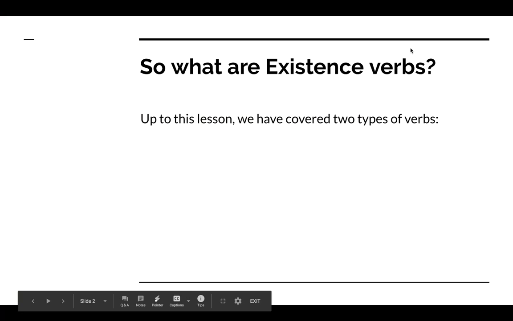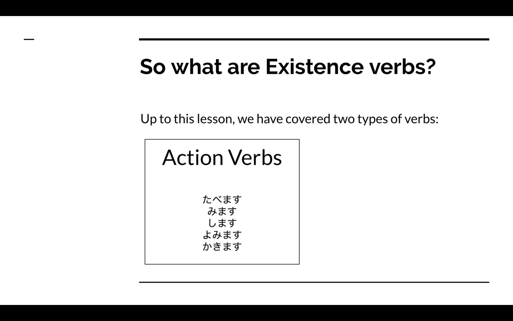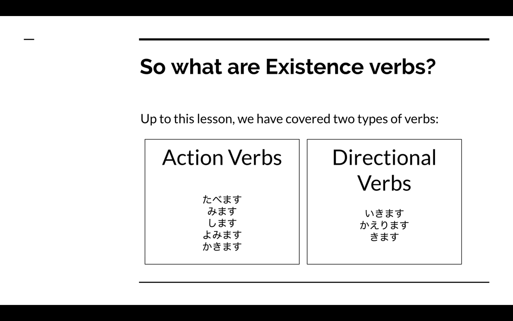Okay. So the question is, what are existence verbs? Up to this lesson, we have covered two types of verbs. One is the action verbs, so 食べます、見ます、します、読みます、書きます. It's obviously an action that takes place at a certain time and place. Another one we covered was the directional verbs. Remember the words going, also coming, also returning, right? And we had continued to work with those verbs in class.